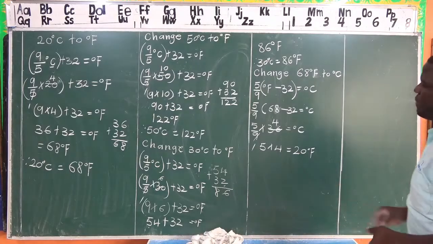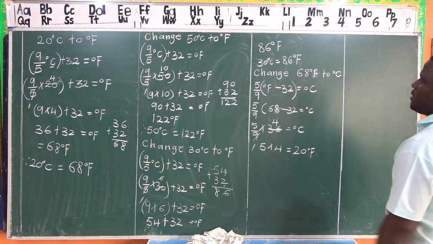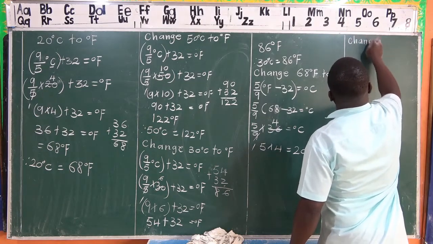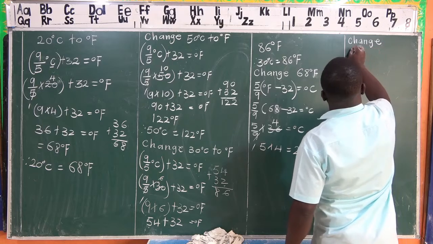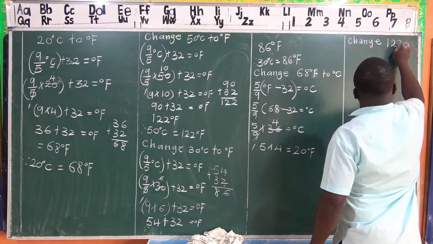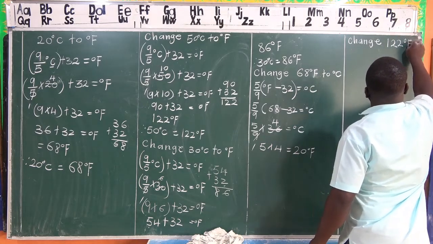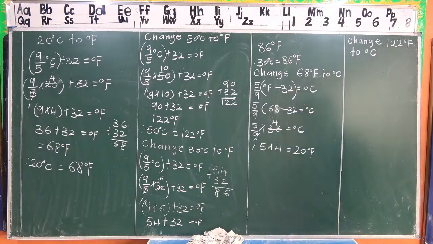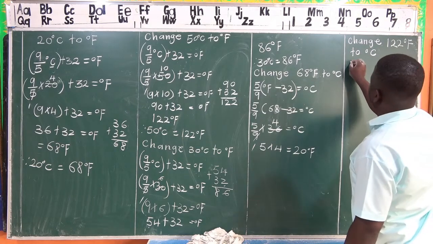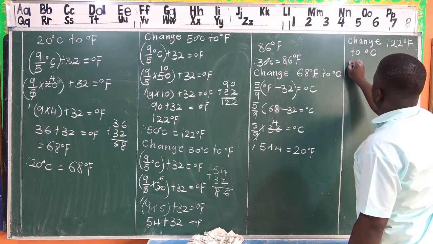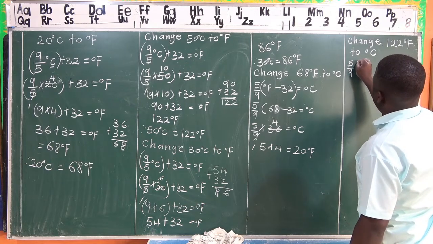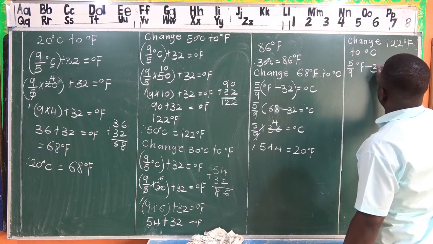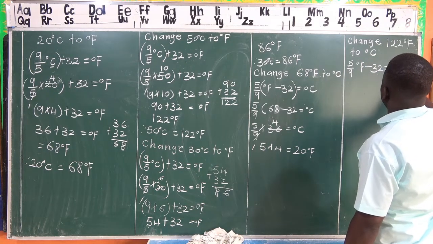You can even say we can change 122 degrees Fahrenheit to degrees Celsius. How do we change this? We shall use this formula: 5 out of 9 degrees Fahrenheit minus 32 equals degrees Celsius.